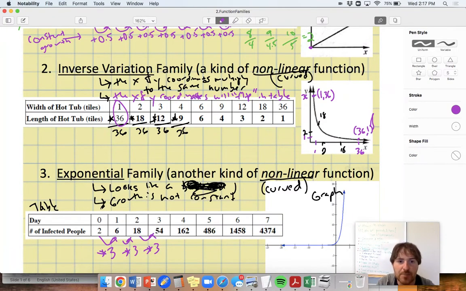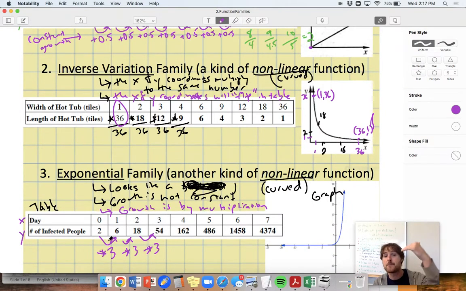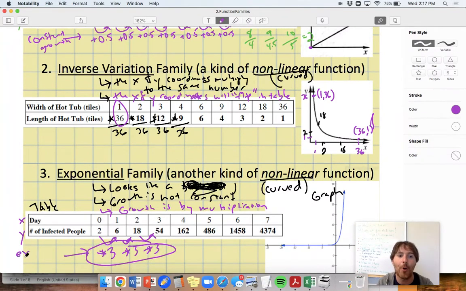It grows. So for exponential functions, we'll notice this year, especially in chapter 7, that growth is by multiplication. When x goes up by 1, my y variable is going to increase by a multiple, multiplying by 3. So if I see this in my table, I'm going to know that this function has to be part of the exponential family. Let me know if you have any questions.